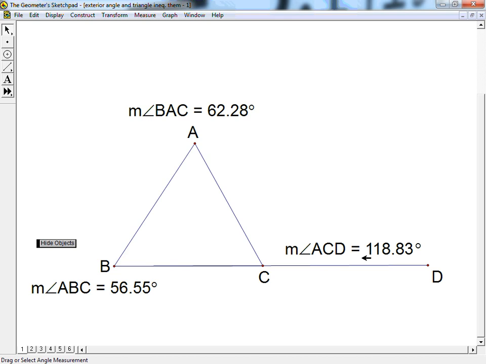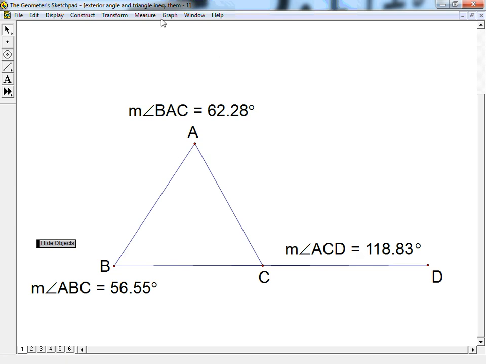They're what? They're equal to 180. Let's see. This is about a little more than 118. If I was to add it to 60, let's just run my numbers up: 119, 62, and 57. That will be more than 180, so not quite. They add up to 118.